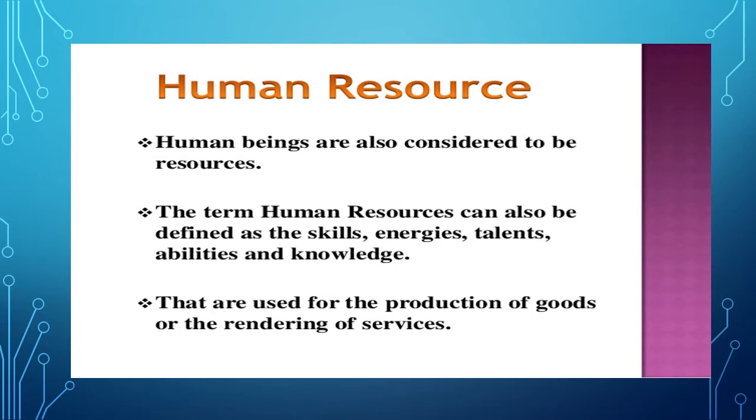These skills, talents, abilities and knowledge are utilized by humans for the further production of goods or rendering of services. So all the qualities that humans have, which they utilize for the production of goods and rendering of services, are called human resource. For example, a teacher, doctor, mechanic, musician, artist. Here all their skills, abilities and knowledge are considered a human resource.